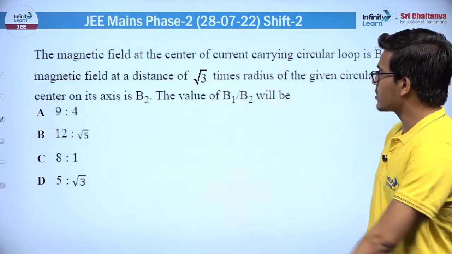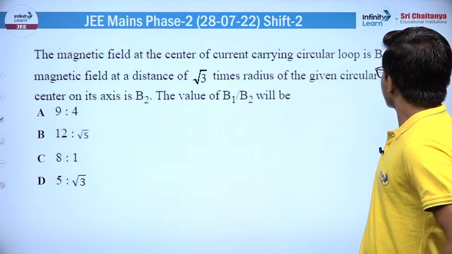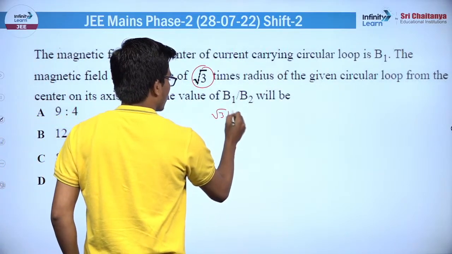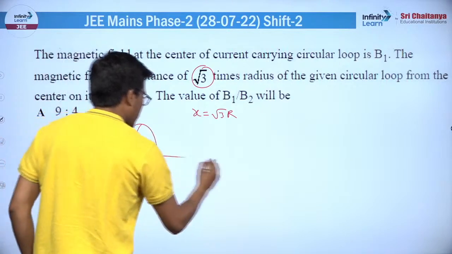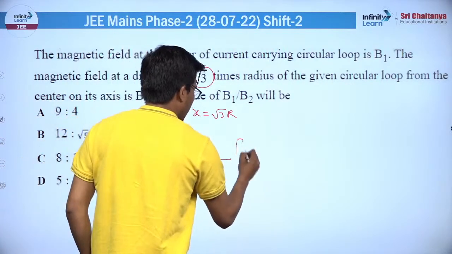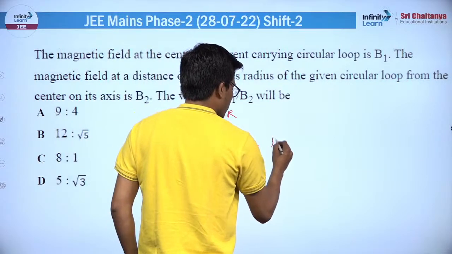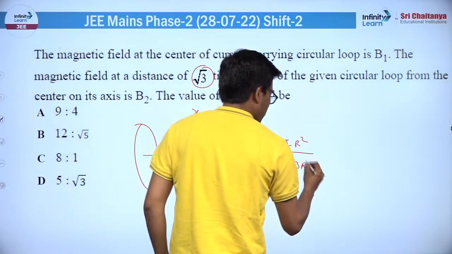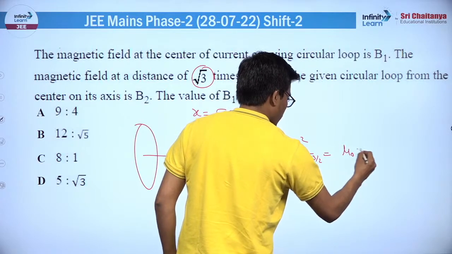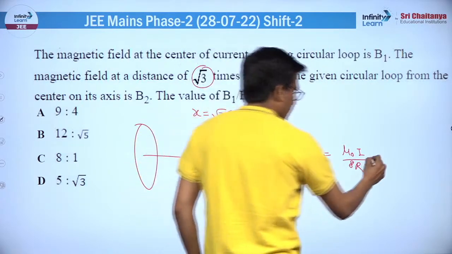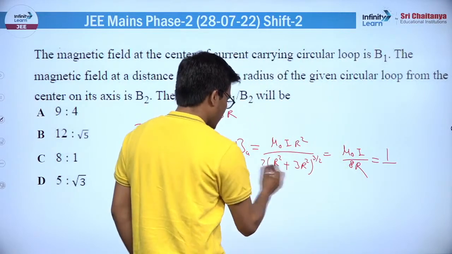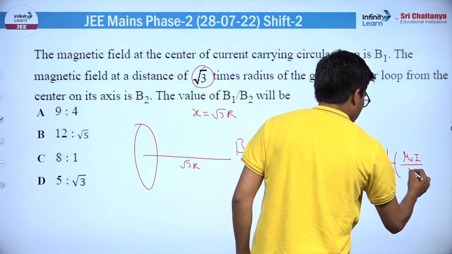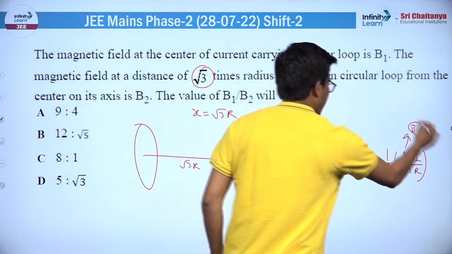Alright, moving to the next question. The magnetic field at the center of a current carrying circular loop is B1, and we need the magnetic field at a distance of root 3 times the radius of the coil. At the axis, the magnetic field is given by mu naught I r square upon r square plus x square to the power 3 by 2. So it will be mu naught I upon 8r, and at the center there is a factor of 2, so it is 2 times this, mu naught I upon 2r.